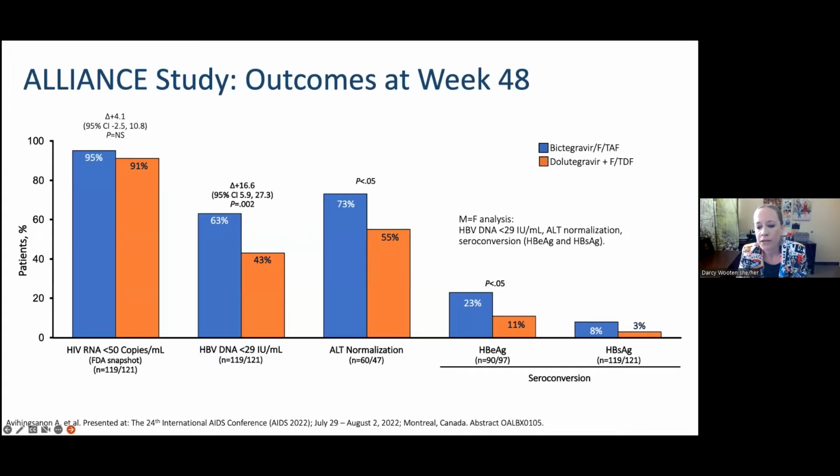And there were also improvements, although these were low rates overall, of seroconversion with respect to e antigen as well as surface antigen. So I think that this is really interesting and again, not necessarily something that we've seen before, at least in co-infection studies.